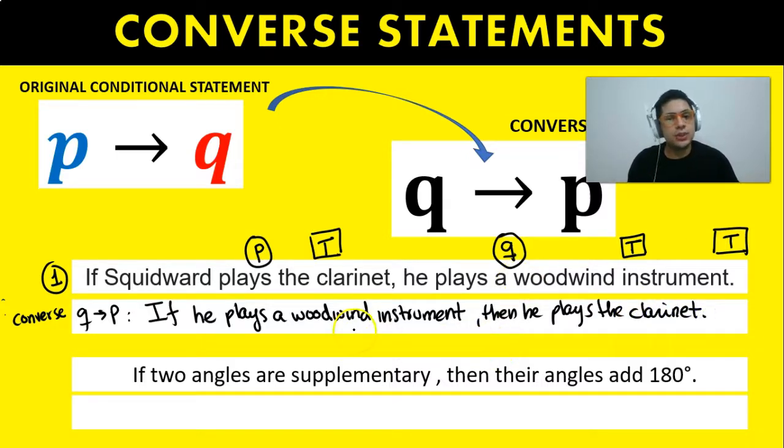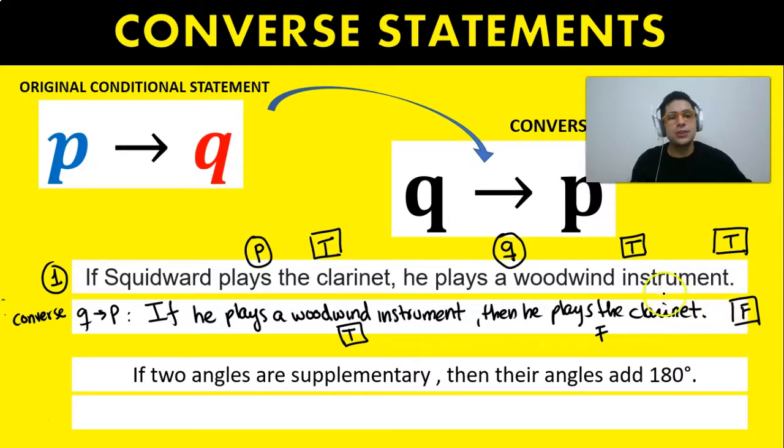So let's try evaluating this one. If he plays the woodwind instrument, he can do that, so we're going to assume that one is true. We're going to see that he plays the clarinet. When he plays the clarinet, that conclusion is actually false. Why? Because we have a counterexample. Maybe he is playing a flute and he's not playing the clarinet. So we have a false conclusion here, which makes our overall conditional false.